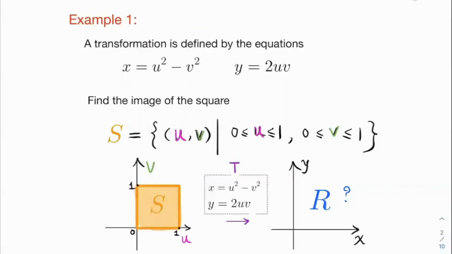Let's try one example. A transformation is defined by these two equations. Find the image of the square where u goes from 0 to 1, v goes from 0 to 1. We want to see the image of this S on the xy plane. So what kind of shape, what kind of region are we going to get under this transformation?